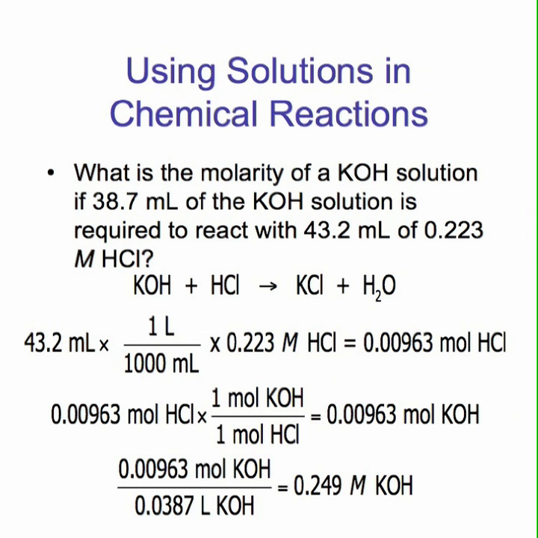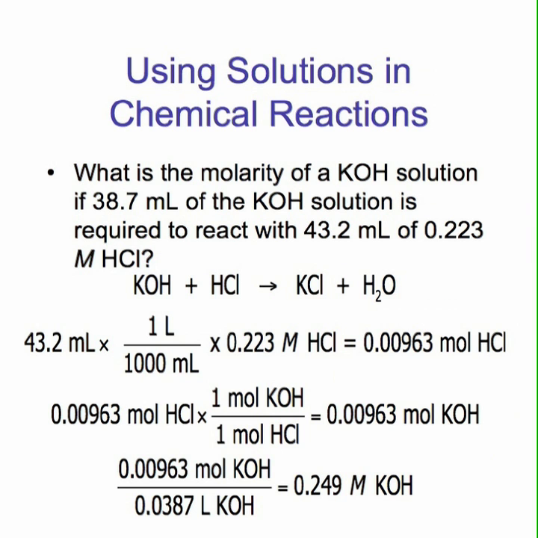In another example, a very typical one of lab situations, so it's important to us in this course, what is the molarity of potassium hydroxide solution if 38.7 milliliters of the potassium hydroxide solution is required to react with 43.2 milliliters of 0.223 molar hydrochloric acid. When we see our balanced equation, we can see that 1 mole of potassium hydroxide reacts with 1 mole of hydrochloric acid to produce 1 mole of potassium chloride and 1 mole of water.